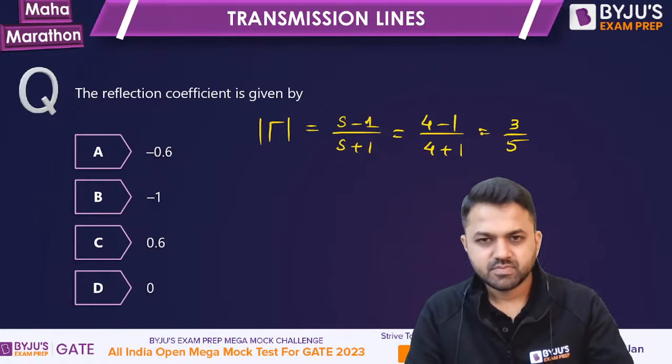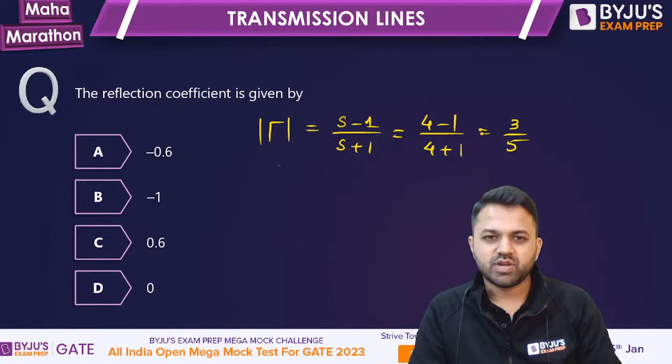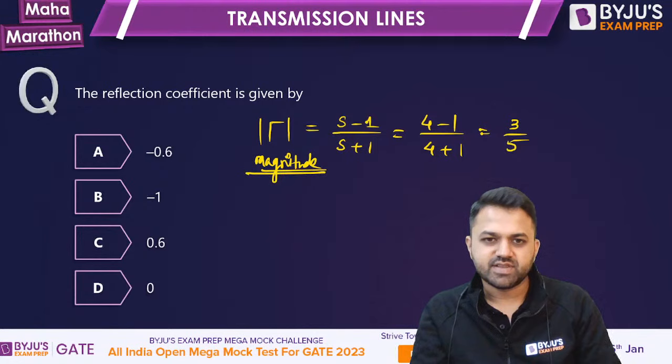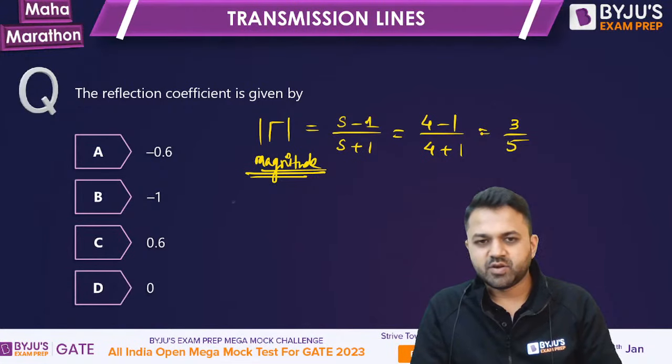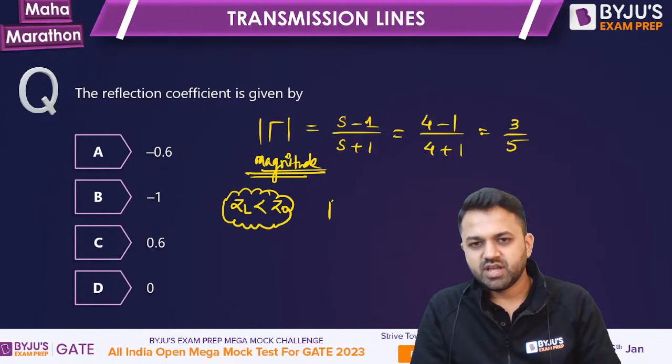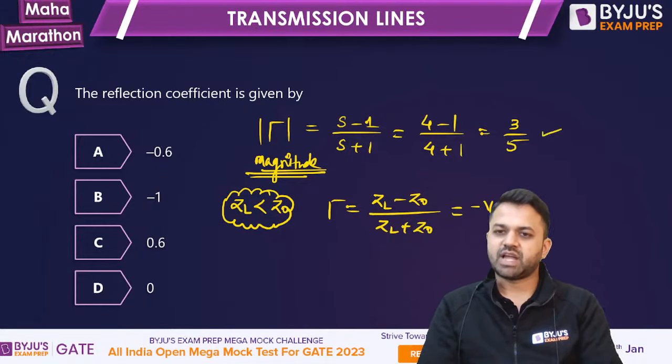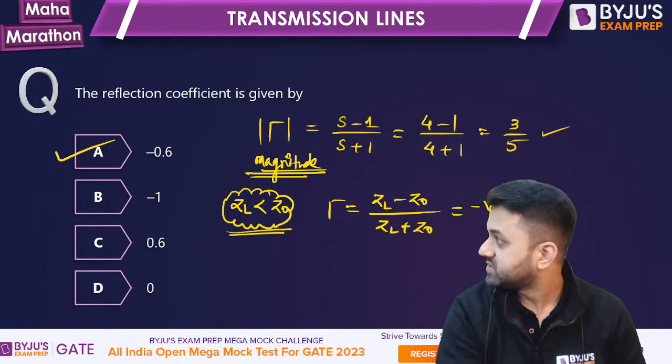Okay, so here you can see that we are just calculating the magnitude. This will give us the magnitude only. But we know that because voltage minima occurred, ZL is less than Z0. And the actual formula for the reflection coefficient is ZL minus Z0 divided by ZL plus Z0. So if ZL is less than Z0, then the reflection coefficient has to be negative. From the above calculation, we have calculated the positive value, so obviously the reflection coefficient should be negative because ZL is less than Z0. So the answer is not 3 by 5 because it is just the magnitude. The sign can be calculated from the fact that ZL is less than Z0. So the answer will be option A.